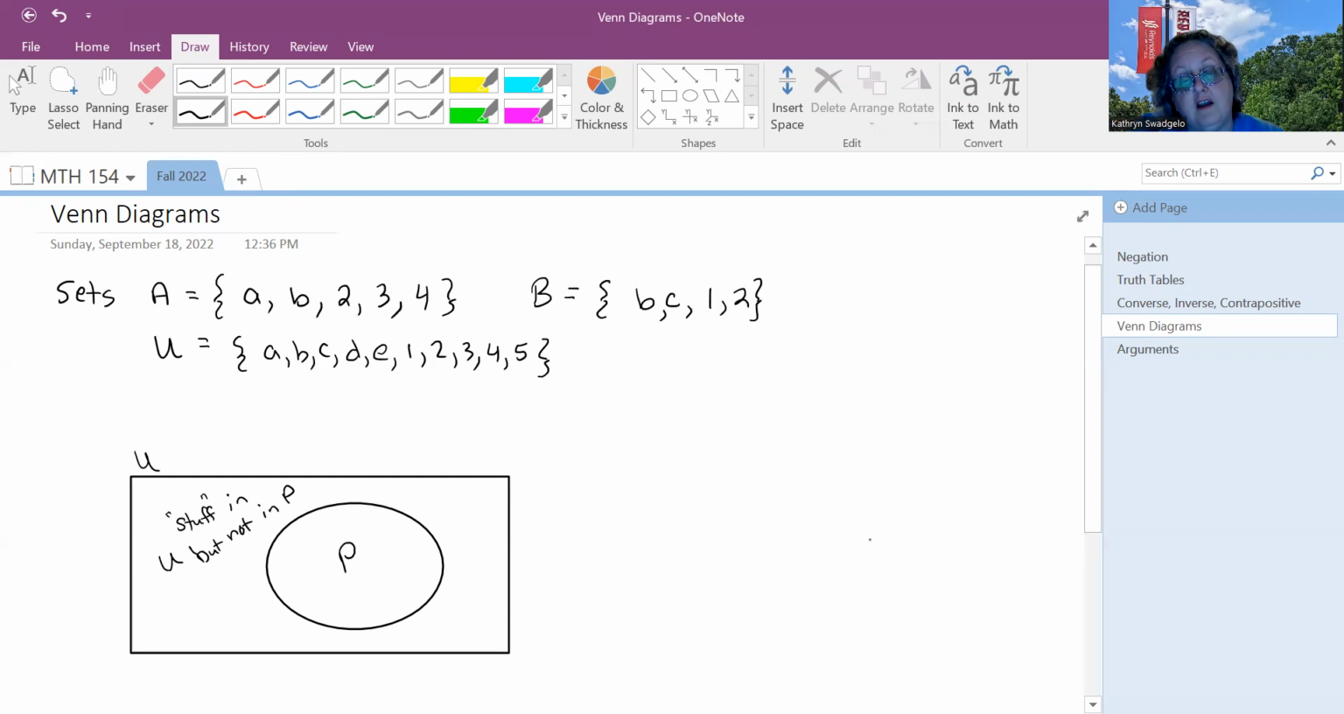We call that P complement. So you can write it with a line over it, or you could write it with a little C up here. But basically it just means the stuff not in P. So all the stuff in P, all the stuff not in P.